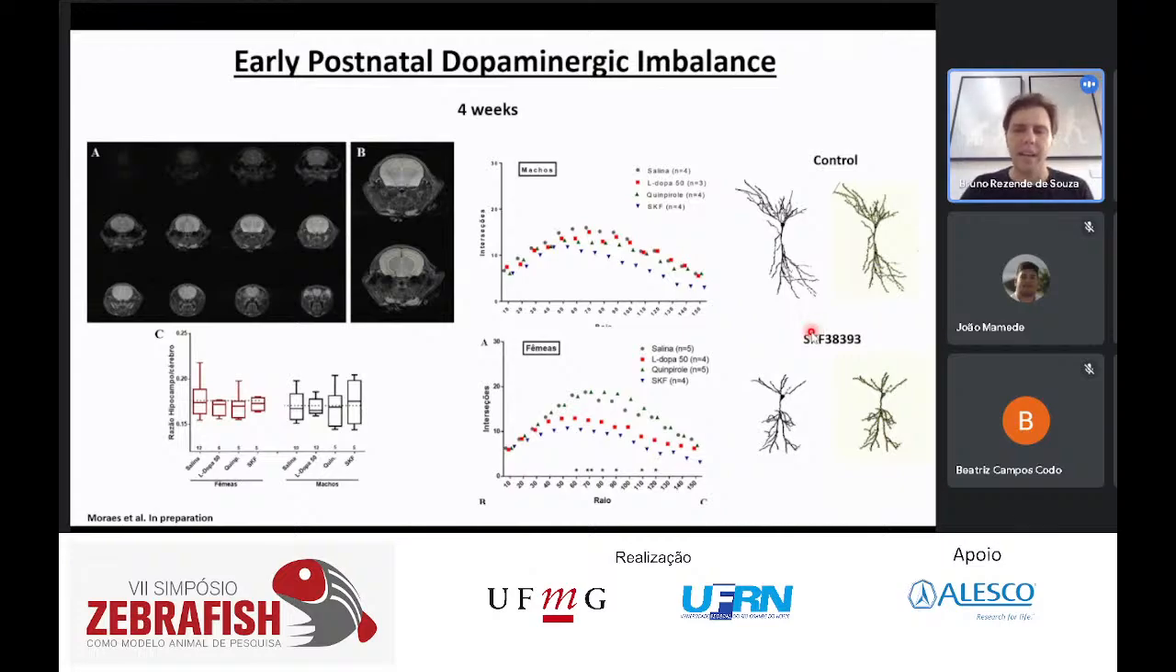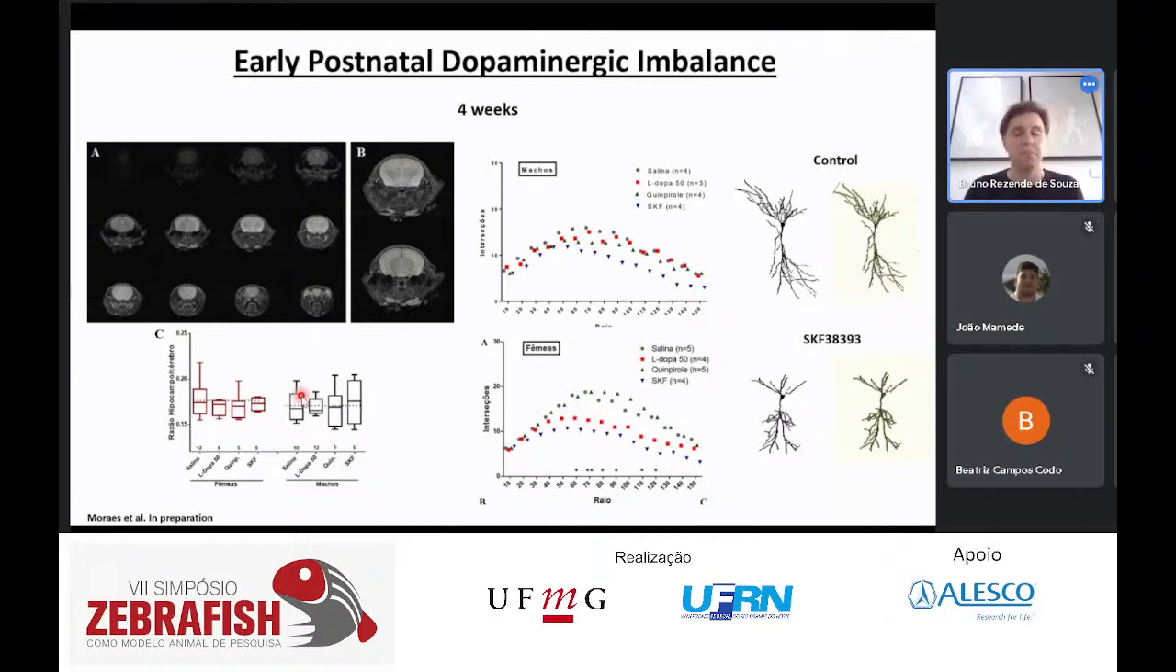injected SKF38393, a D1 agonist, in the first 5 days, we can see there's a decrease of arborization of the neurons in the hippocampus. And we can see that there's a slight decrease in L-DOPA treatment. There's a decrease with SKF, but it doesn't happen with Quinpirole. So we started to understand which receptors are involved in that. But even though the arborization of these neurons is changed, we don't see alteration in the volume of the hippocampus.